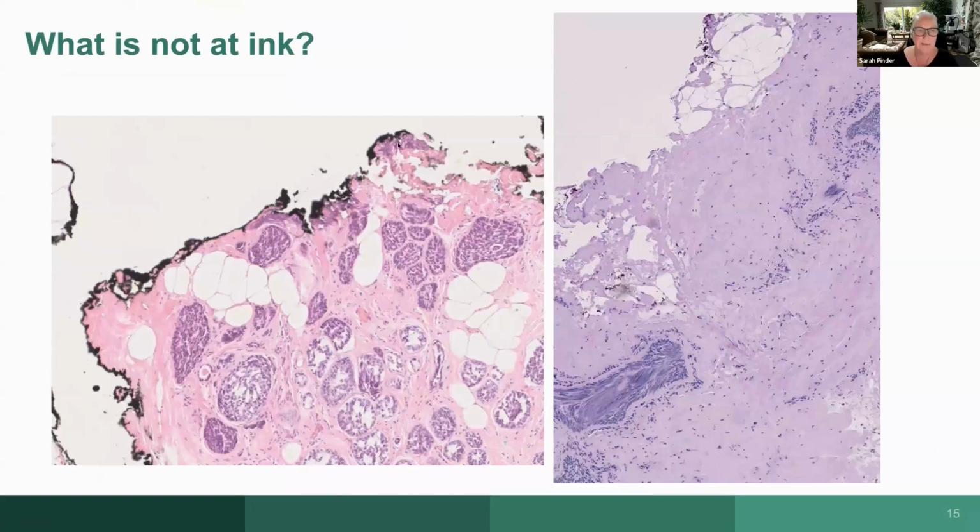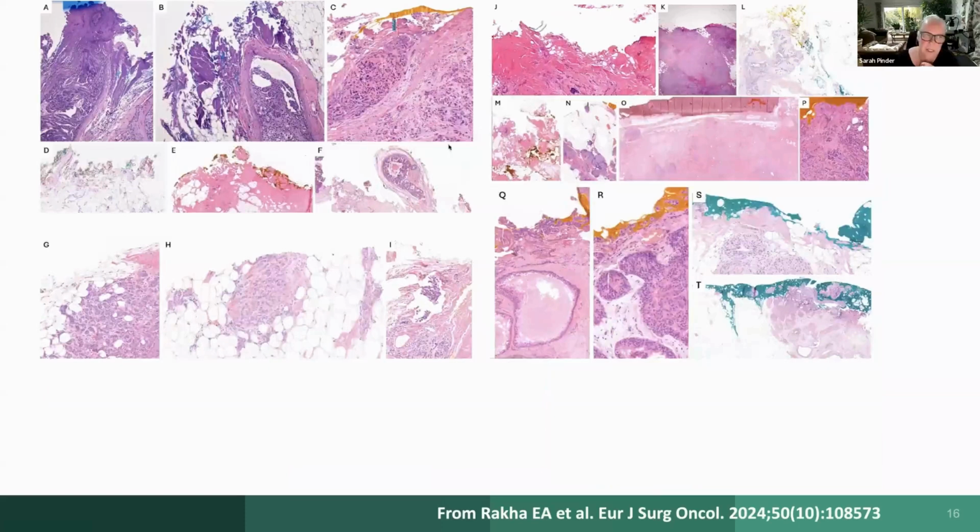Here's a case, obviously, where you have got disease that is at ink over a relatively wide area, 2 or 3 millimeters. I can't tell you anything about this case because it's got so many diathermy changes that I can't even tell you if that's DCIS or not. So diathermy changes are an absolute nightmare for the pathologist. And there's this review led by Emad Rakha that many people are co-authors on, and it shows some of the difficulties of what is not at ink.